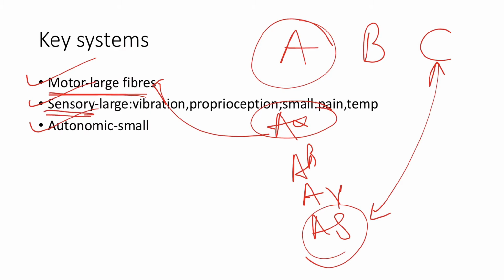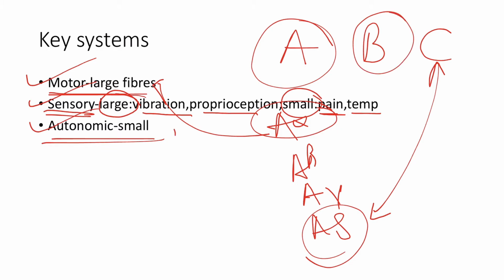The sensory system is actually divided into large and small fibers. Large fibers carry vibration and proprioception, whereas the small fibers we have already discussed carry pain and temperature. The autonomic fibers have been classified midway; they are actually B fibers, and they are small fibers.